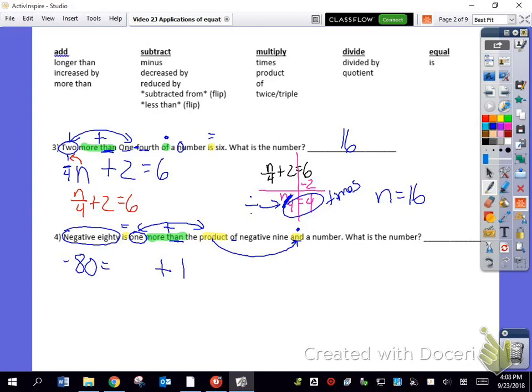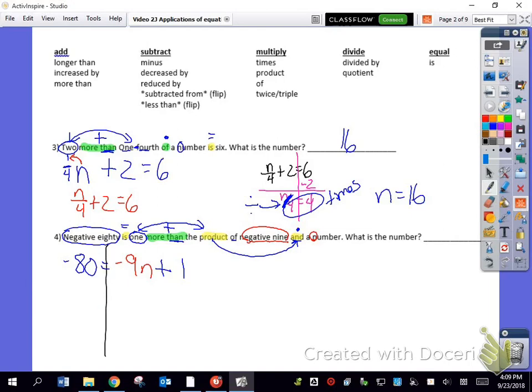Now this says the product of negative 9 and a number. So I'm going to use negative 9 times n. So negative 9n goes in front. What is the number? So I'm going to solve it.